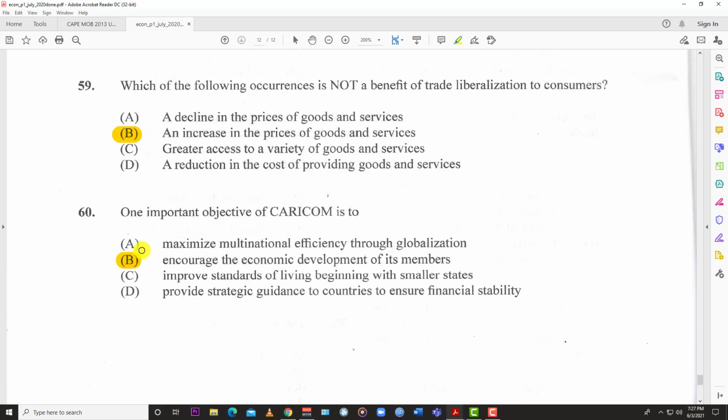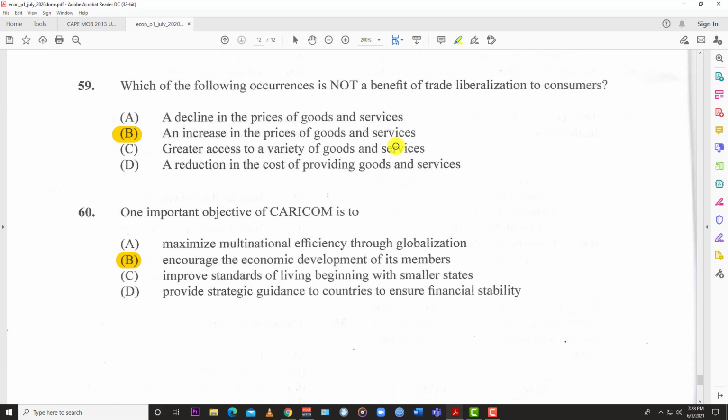59, we're almost there to the penultimate question. We're almost at the end of the June-July 2020 CSEC economics paper. So let's go. 59. Which of the following occurrences is not a benefit of trade liberalization to customers? Not a benefit to customers. So A, a decline in the price of goods and services. Our customers will be happy for that one. So that's not it. B, an increase in the prices of goods and services.